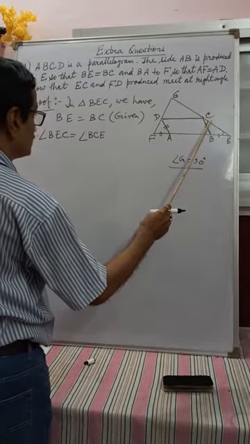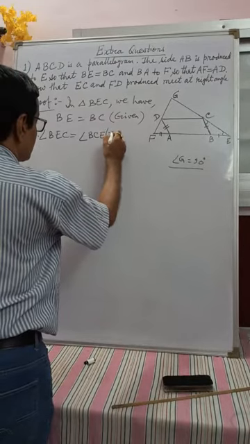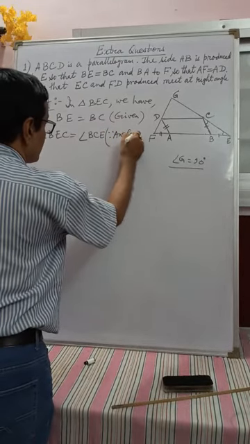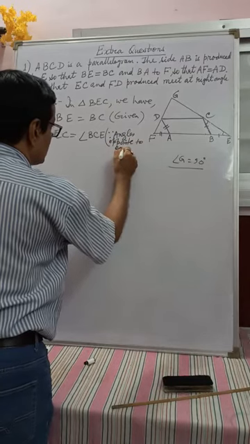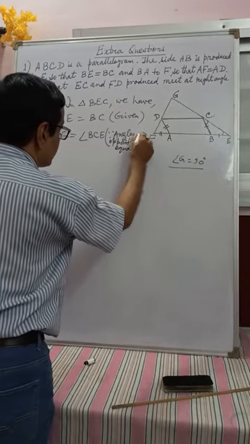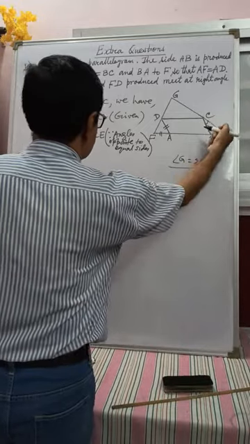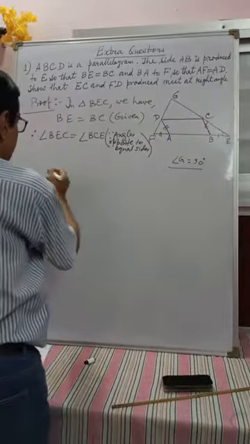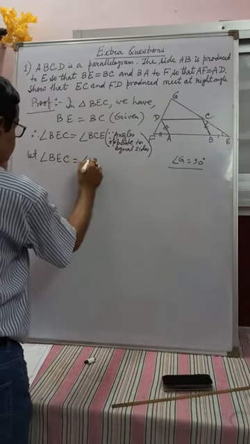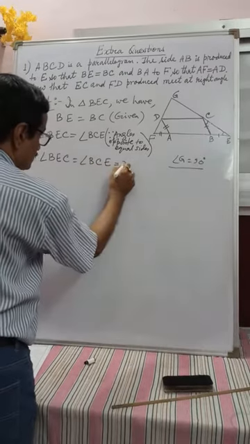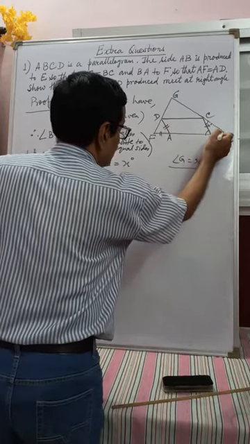BEC is equal to BCE angle, because angles opposite to equal sides of a triangle are always equal, that we know. So angle BEC and angle BCE are equal, and when both the angles are equal, let both be equal to x degrees. So this is x, this is also x.